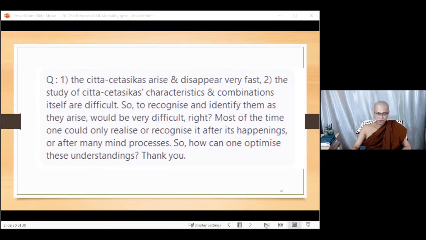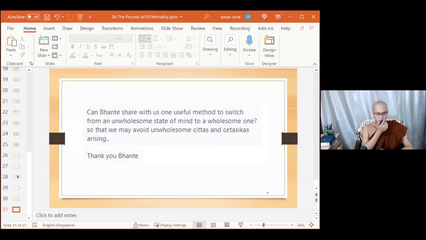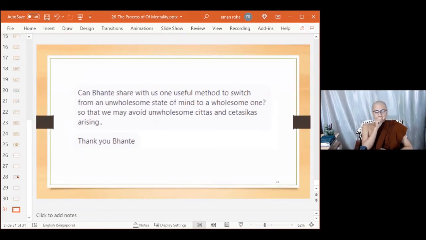So we have some other questions. The question here: can Bhante share with us one useful method to switch from an unwholesome state of mind to a wholesome one, so that we may avoid unwholesome chittas and cetasikas arising? Thank you, Bhante. Okay, very good, the application of the Abhidhamma understanding to daily life.